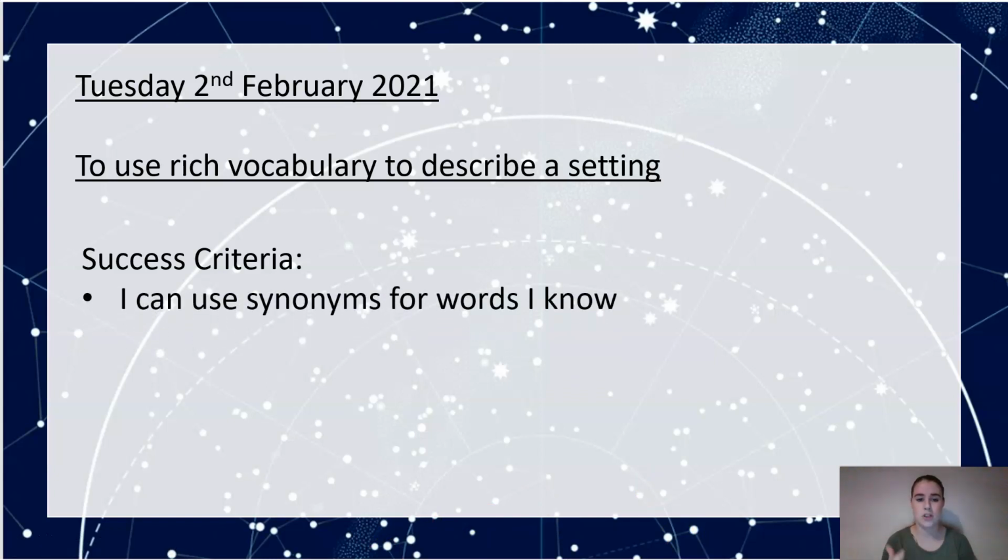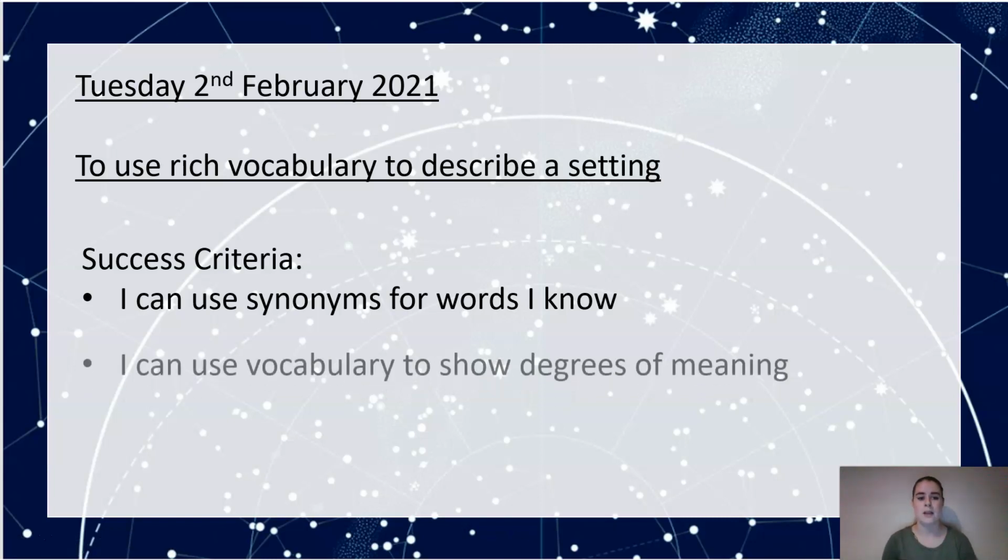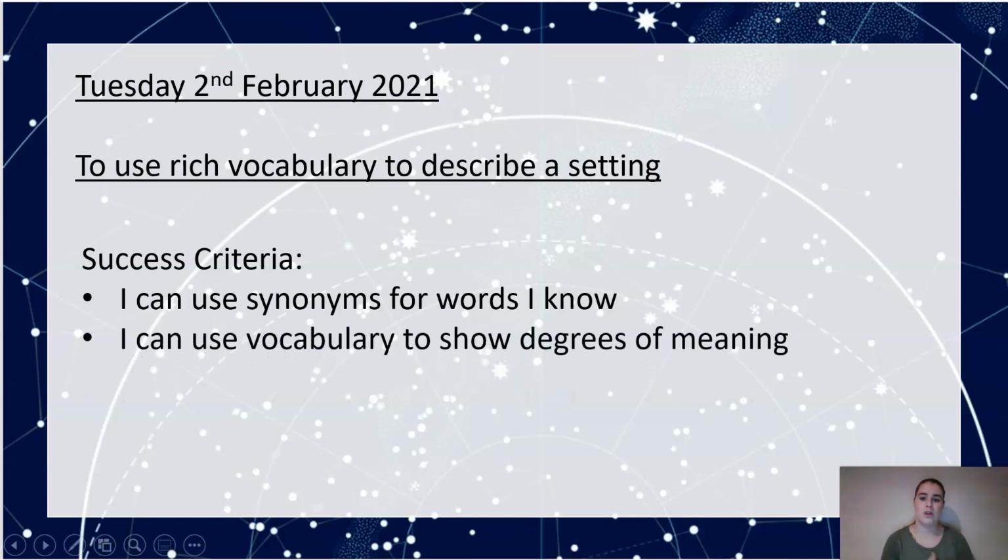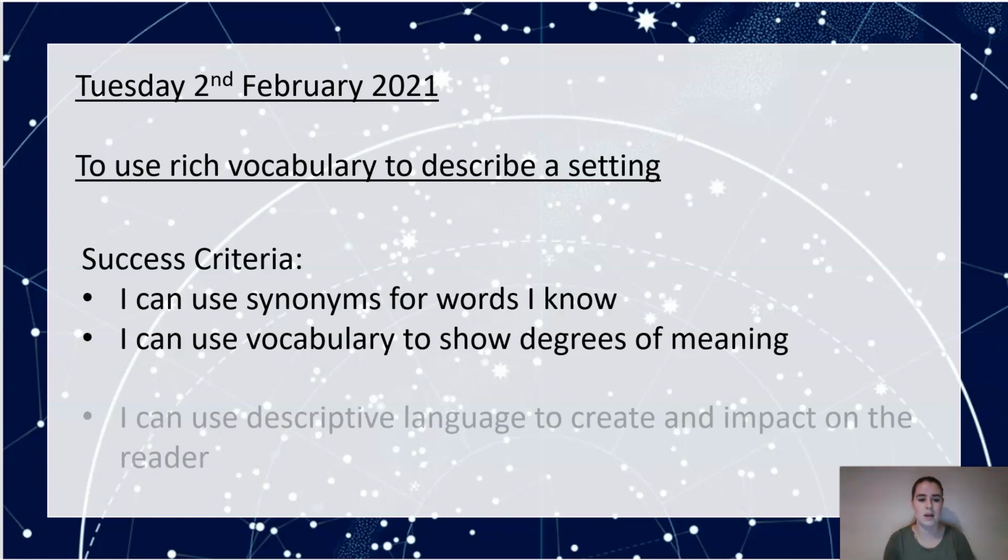You need to be able to use synonyms for words that you know. This is where all of those reading skills that we've looked at in the last 4 weeks are going to come to hand, because I always give you synonyms and antonyms for other words when I'm reading. You need to be able to use vocabulary to show degrees of meaning, so almost to infer meaning or to give context to the story or put an image in the reader's mind.